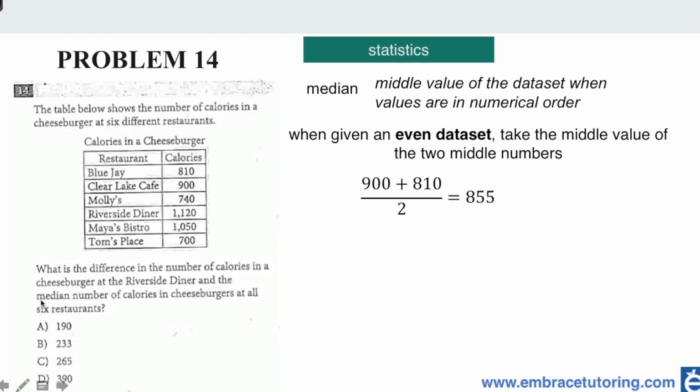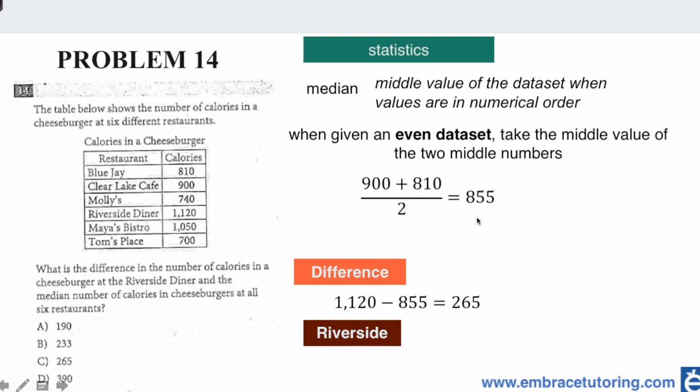However, we're not quite finished yet because it says what is the difference in the number of calories in the cheeseburger at the Riverside Diner and the median number of calories. 855 is the median number of calories overall, but we need to take the difference between that and the Riverside Diner. The Riverside Diner is 1,120, and our median of the full data set is 855. By subtracting both of these, it's therefore going to give you 265, making C your best answer to number 14.